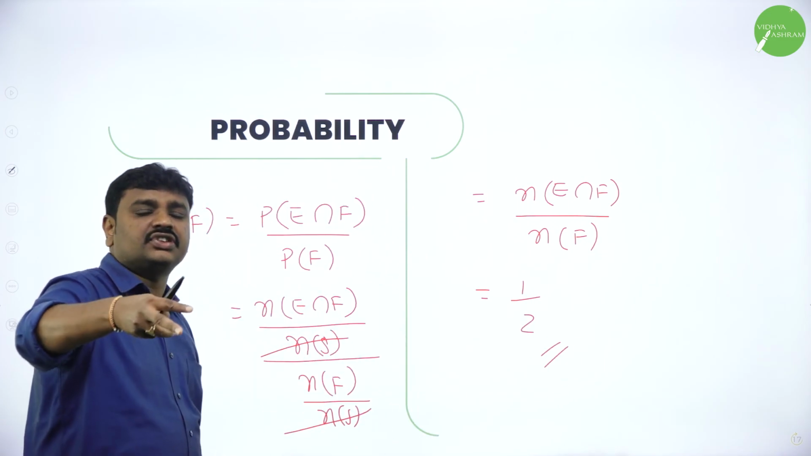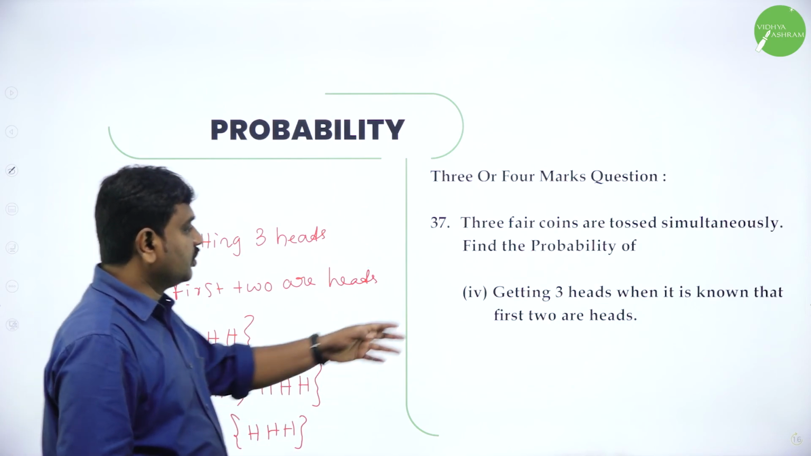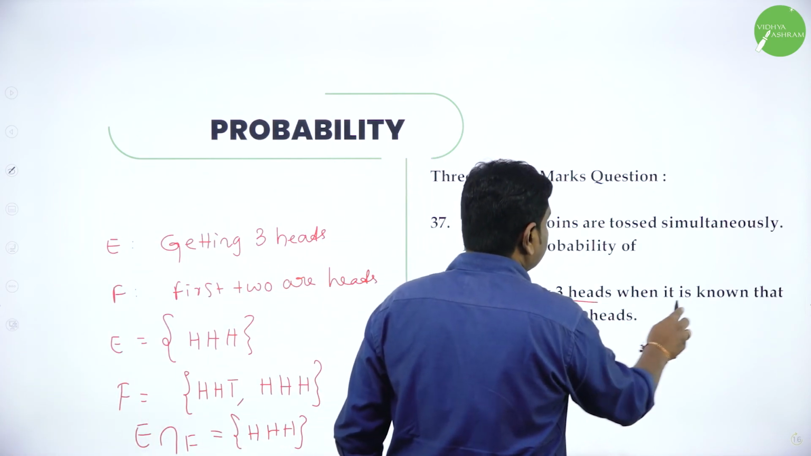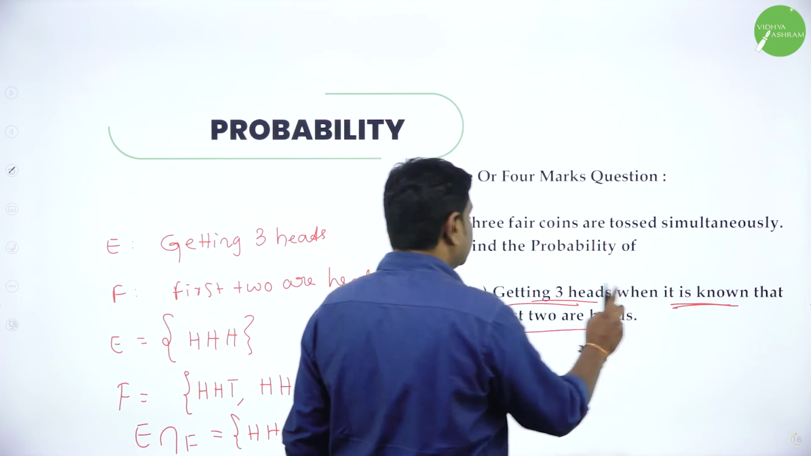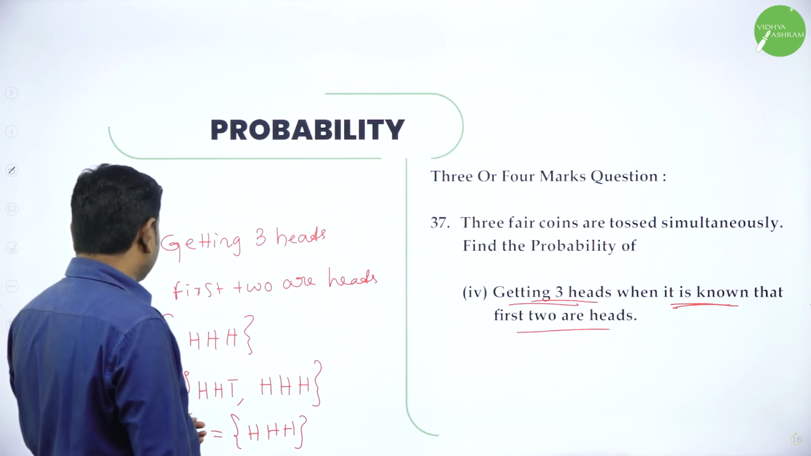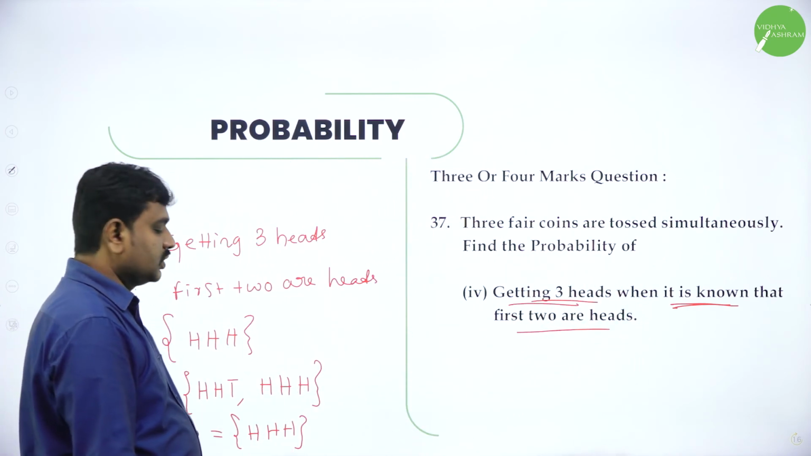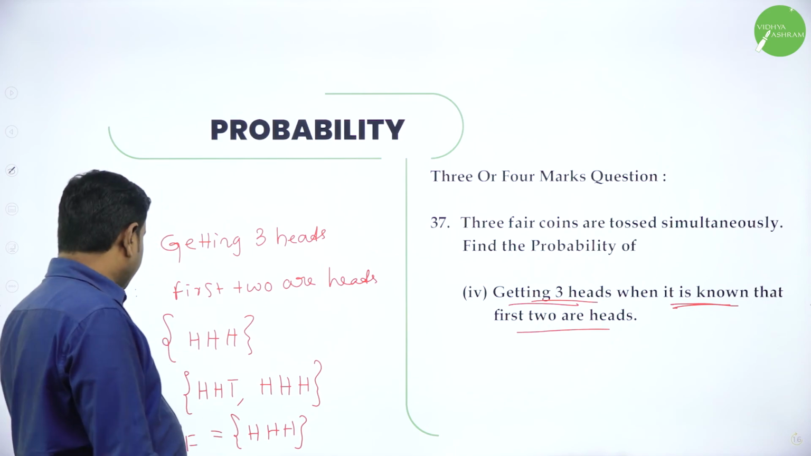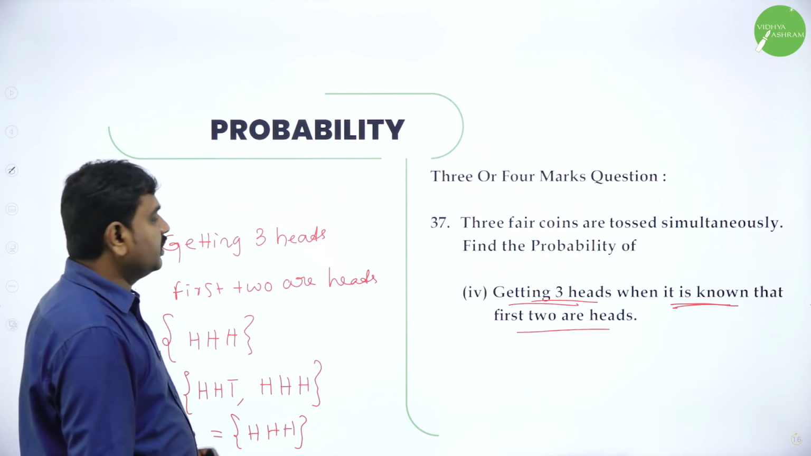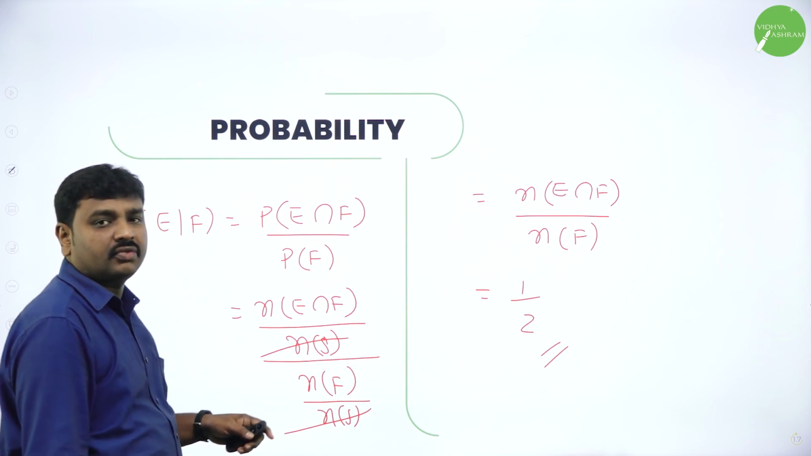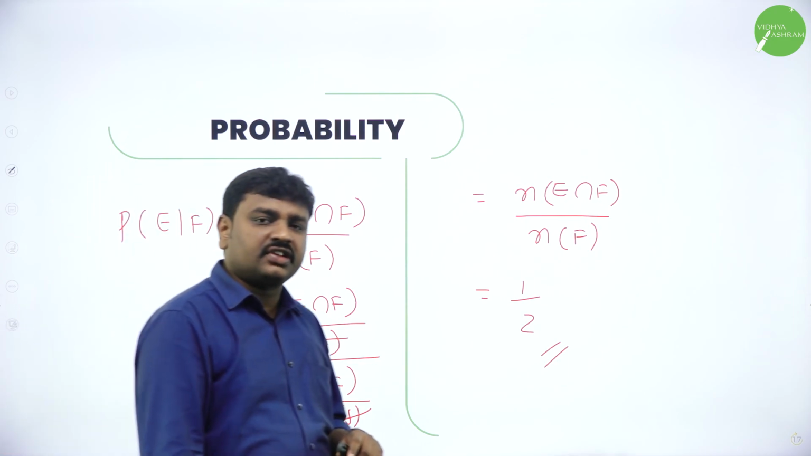I have converted the given situation into conditional. So, getting 3 heads. When something has occurred, what has occurred? First two are heads. First two are heads means head, head, tail, head, head, head. So, these are the possibilities. They want P of E given F occurred. Given F occurred means P of E by F. What is P of E by F? P of E intersection F by P of F.